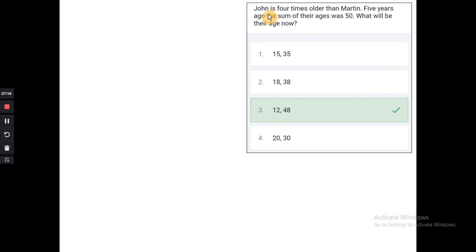Now next question. John is 4 times older than Martin. 5 years ago, the sum of their ages was 50. What will be their ages now? Here given that two persons, John and Martin. So John is 4 times older than Martin. So J upon M will be 4 is to 1.